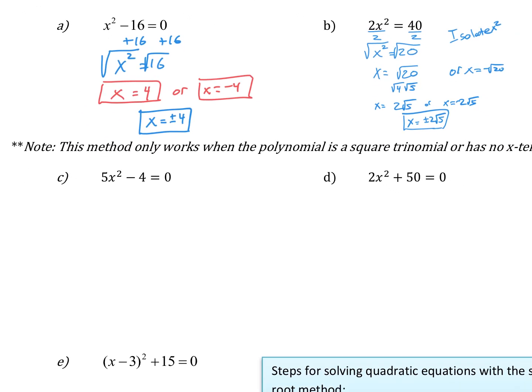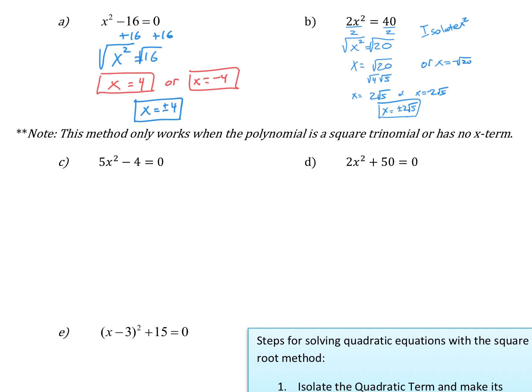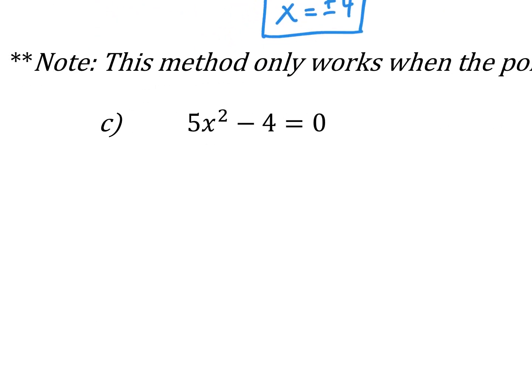All right, so the key thing to remember here is that this method only works when we have no x term. So notice there's no x term here. There's an x squared, no x term, no 5x or 3x or anything like that.